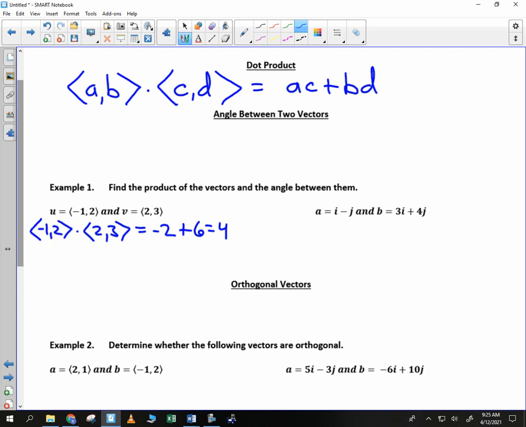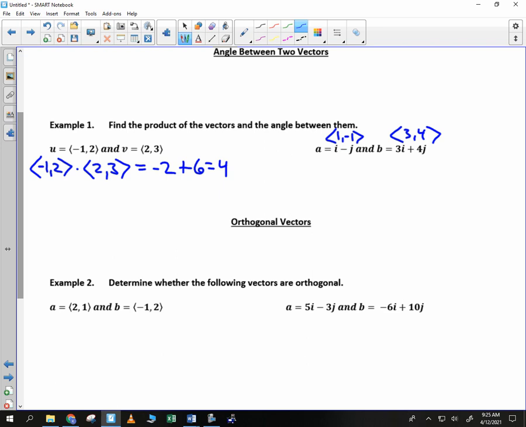Now you have a vector i minus j, which is just another way of saying 1, negative 1, and then 3i plus 4j, which is another way of saying 3, 4. So let's multiply those together. I'm going to take 1, negative 1, and multiply it by 3, 4. How do I do such a thing? 1 times 3 is 3, and negative 1 times 4 is negative 4, and I get negative 1.